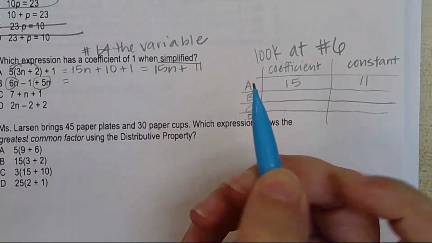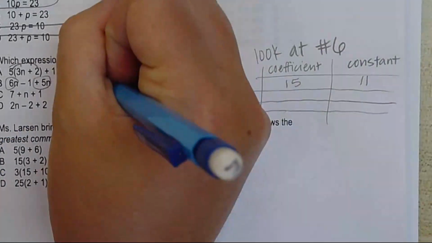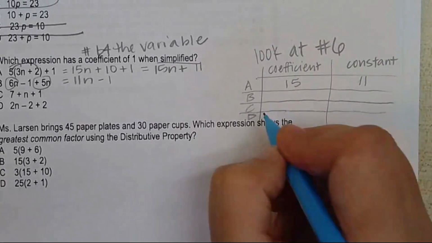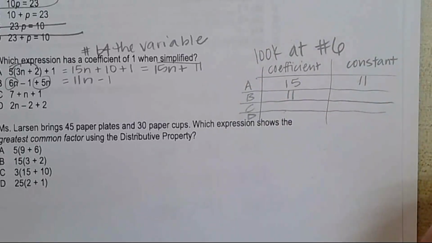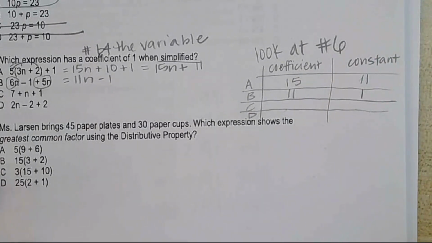Look at the sign before. What do we get? 11. And then minus 1. Do I need to simplify that down anymore? Okay, so look at B. What's my coefficient? 11. What's my constant? 1. And a lot of people chose B as their answer because they forgot that coefficient is the number before the variable. Get it? Got it?